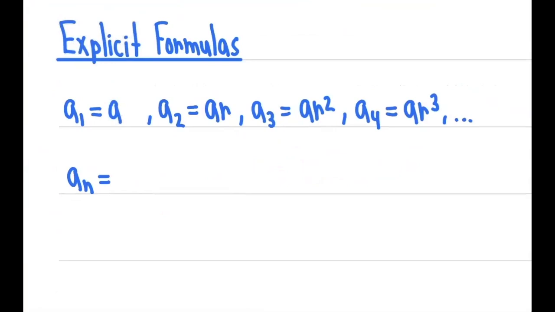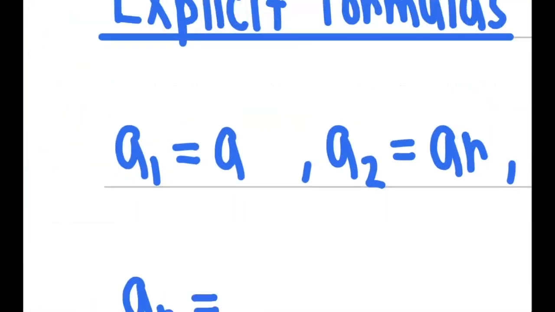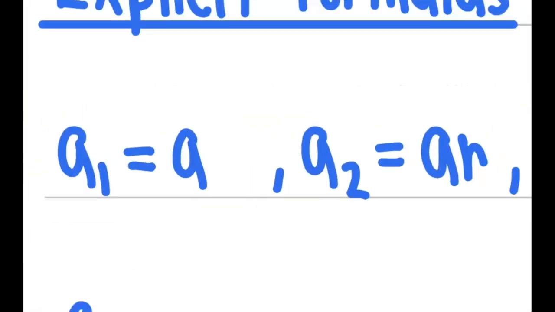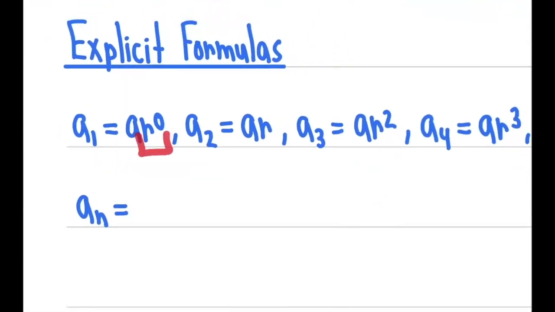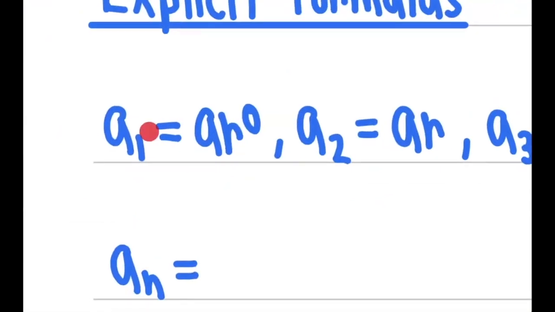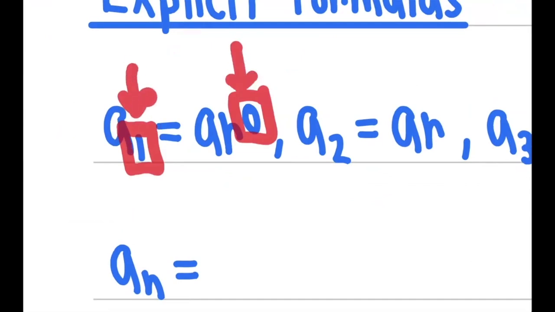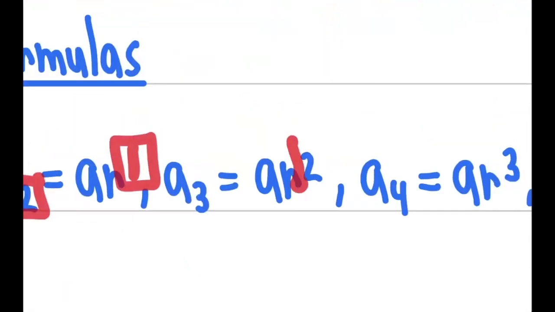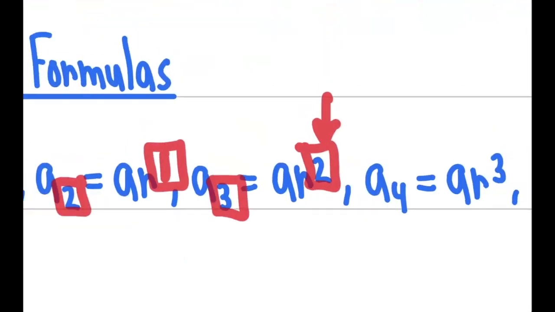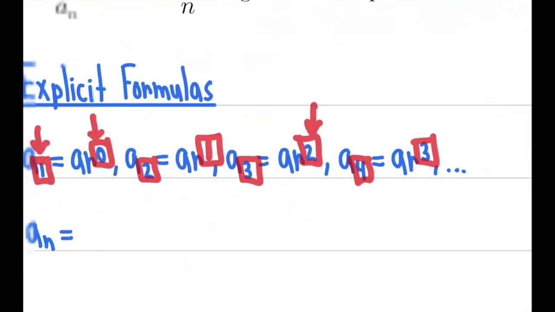There's a pattern going on. So this is really a times r to the power 0, right? Because r to the 0 is 1. It's all one less. So notice how the exponent is 1 less than the subscript. This is 0, this is 1. This exponent is 1, and the subscript is 2. Over here, the exponent is 2. The subscript is 3. So the exponent is always 1 less than the subscript.